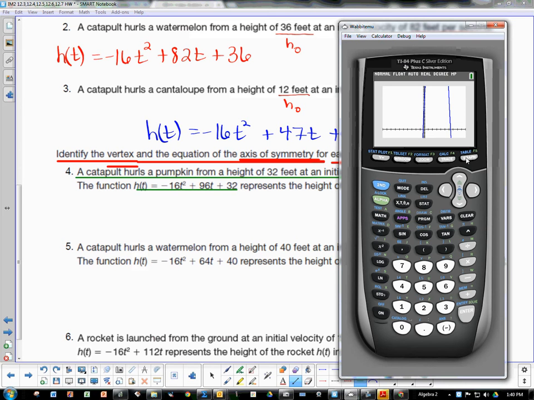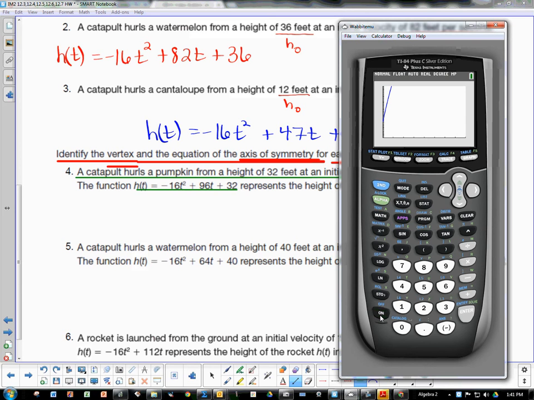So let's do that. Window. Let's change the x min to 0. The x max, I'm going to go to, maybe, how about 8. The y min, I'll change to 0. The y max, I'm going to stick with 100. Let's see what this looks like now. Aha, you can see again, it's not enough.